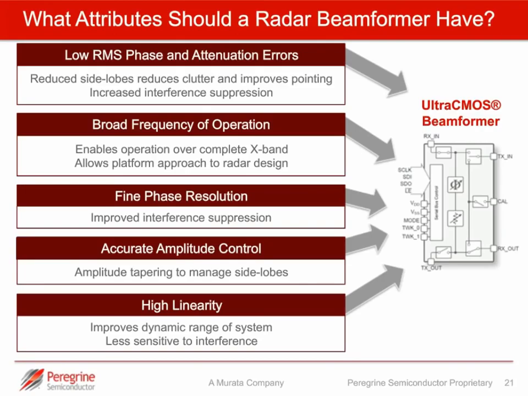So just briefly reviewing what we covered in the last few slides. What we're talking about here is we want to minimize the RMS phase and amplitude errors. Most X-band phased array systems have a broad frequency operation. They may operate at point locations across the band, but generally systems are designed with the capability of working over a broad range. Again, phase resolution is important, and accurate amplitude control. And finally, many of these systems are high dynamic range systems, so we want high linearity out of our beamformer.